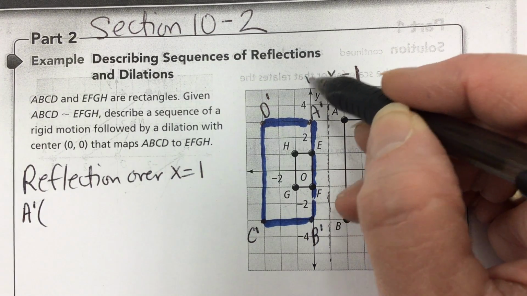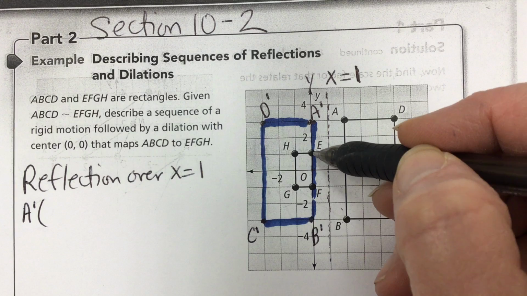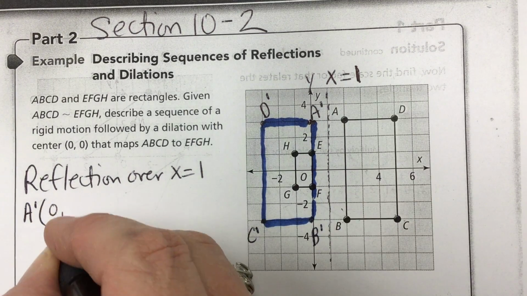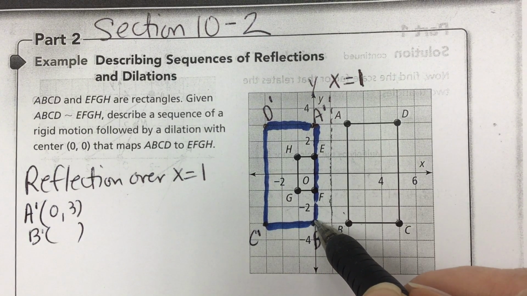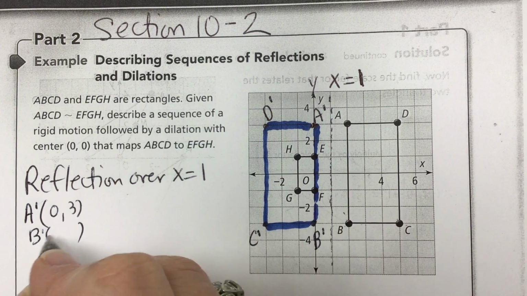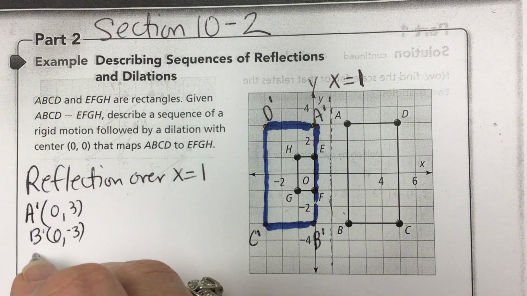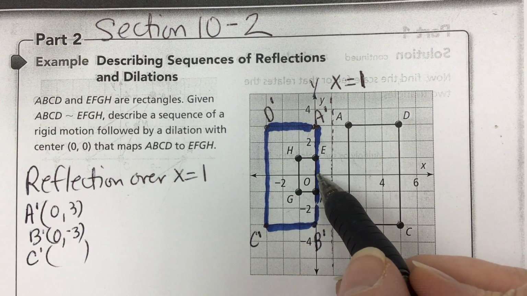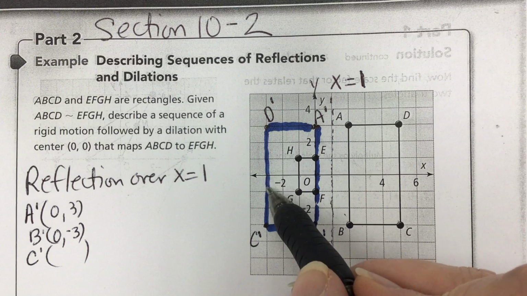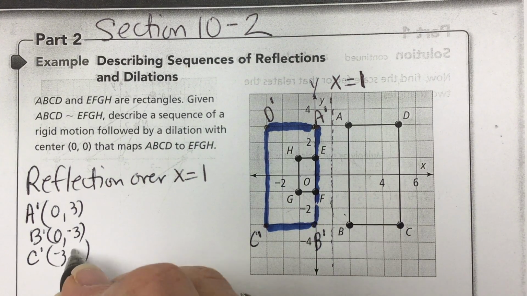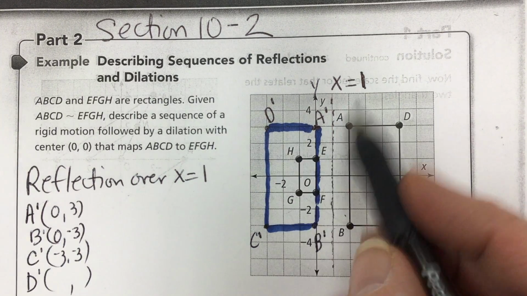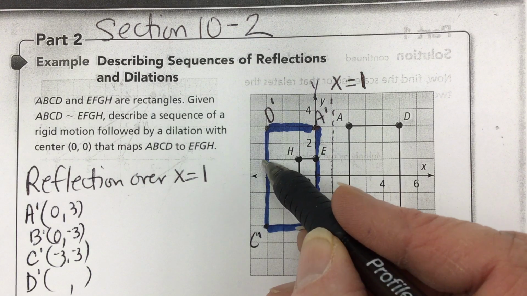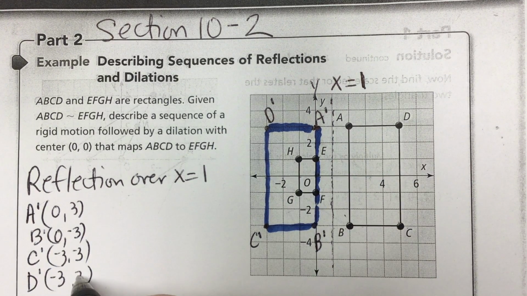Remember, this is your y-axis. So A is up on the y at 1, 2, 3. So A prime is 0, 3. B prime would be 0, negative 3. C prime would be to the left 3 and down 3, so negative 3, negative 3. And then D prime is to the left 3 and up 3, so it'd be negative 3, 3.